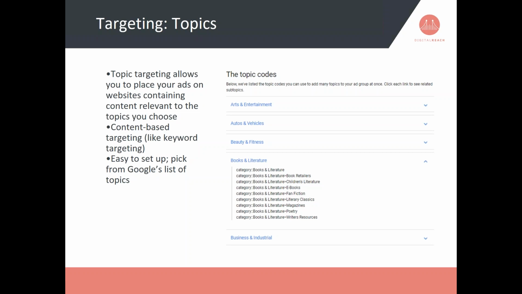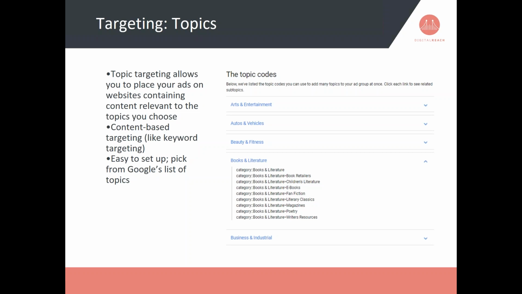Again, it's content-based, just like keyword targeting, so it's very, very similar in that sense. I don't think there's a lot of differences between keyword and topic targeting. They're both the same style, and they're both trying to target content based around whatever topic or keyword you choose. So they're very similar, just theoretically even.